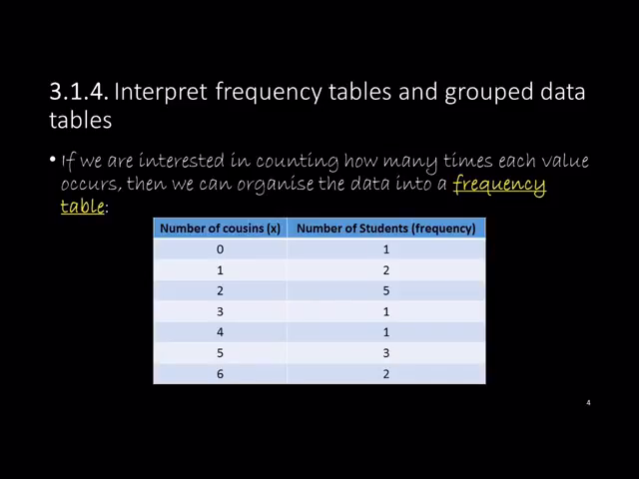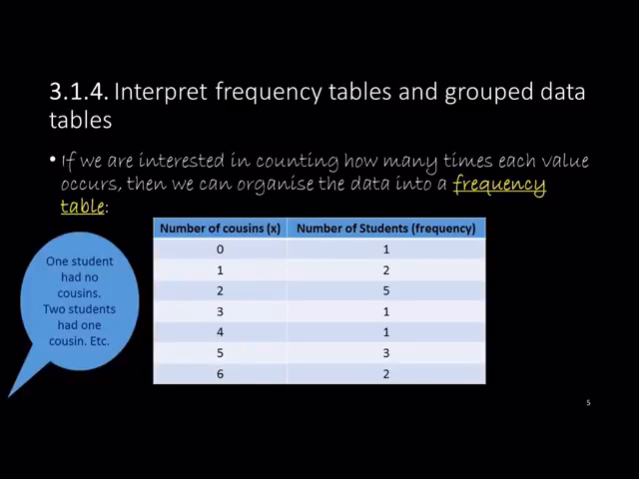Now, if we are interested in counting how many times each value occurs, then we can organise the data into a frequency table. And here is the frequency table for our data. We can see that one student had 0 cousins, 2 students had 1 cousin, 5 students had 2 cousins, and so on.